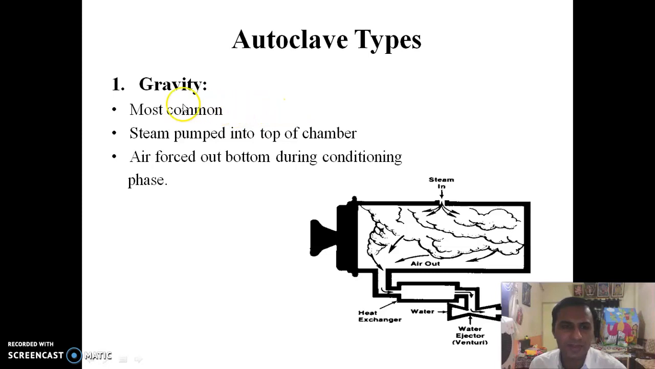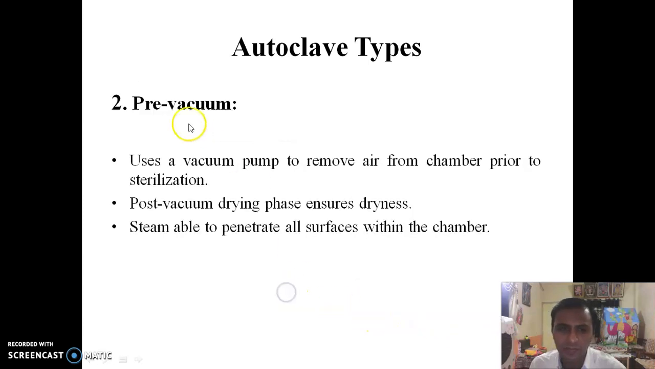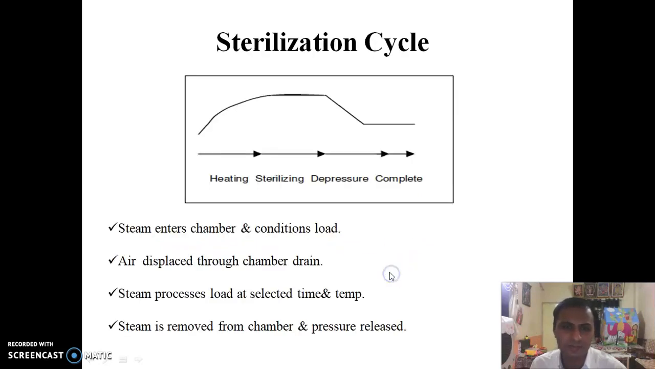Autoclave types. First, gravity type. Based on the principle of gravity, it is most commonly used. Steam is pumped into the top of the chamber. Air is forced out the bottom during the conditioning phase. You can see in the diagram. Second, pre-vacuum type. It uses a vacuum pump to remove air from the chamber prior to sterilization. A post-vacuum drying phase ensures dryness. Steam is able to penetrate all surfaces within the chamber.